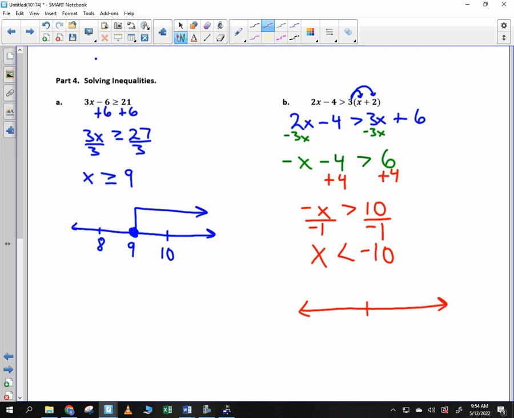I'm going to plot negative 10. I'll put a number before, which would be negative 11. Number after it would be negative 9. And it says x is less than negative 10. Remember, because there's no equal sign on there, it's an open circle. And then the numbers that are less than negative 10 are over this way. And so there you have your solution set for your inequalities.